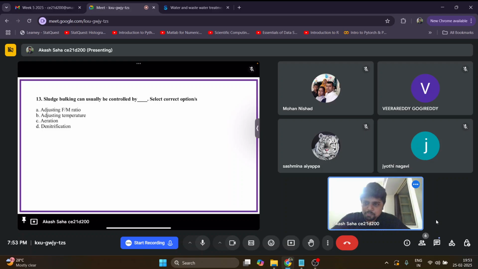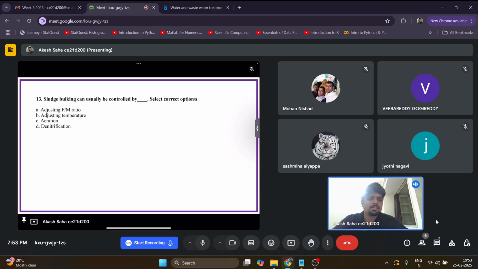Okay, the next question says that sludge bulking can usually be controlled by, and there are four options: adjusting the F by M ratio, adjusting the temperature, the aeration, or the denitrification. So it's a very direct question. We have discussed much about it. So what do you think? Option A, sir.